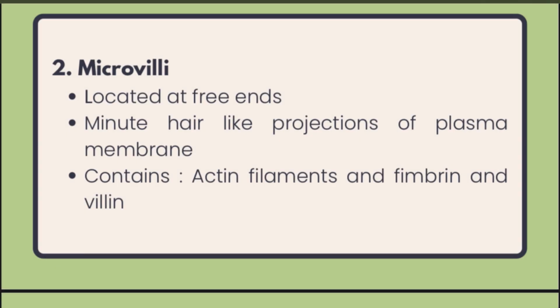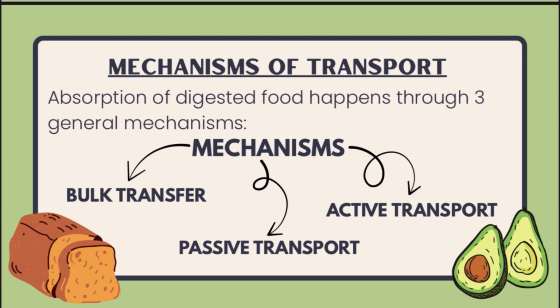Next is microvilli located at free ends. Second point is minute hair-like projections of plasma membrane. Third is it contains actin filaments and fibrin. Microvilli are tiny hair-like projections which increase the area for absorption. Cool, right? Next we will discuss the mechanism of transport.